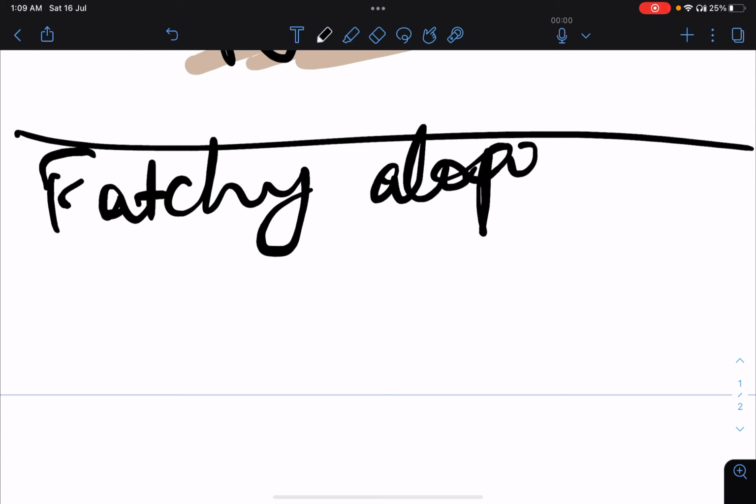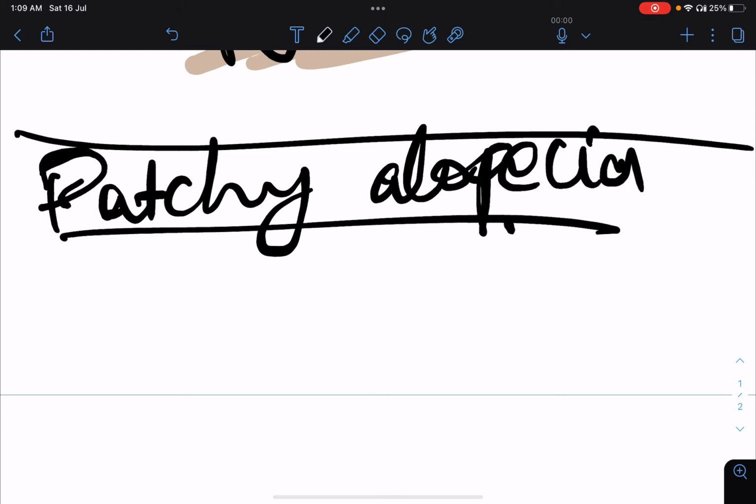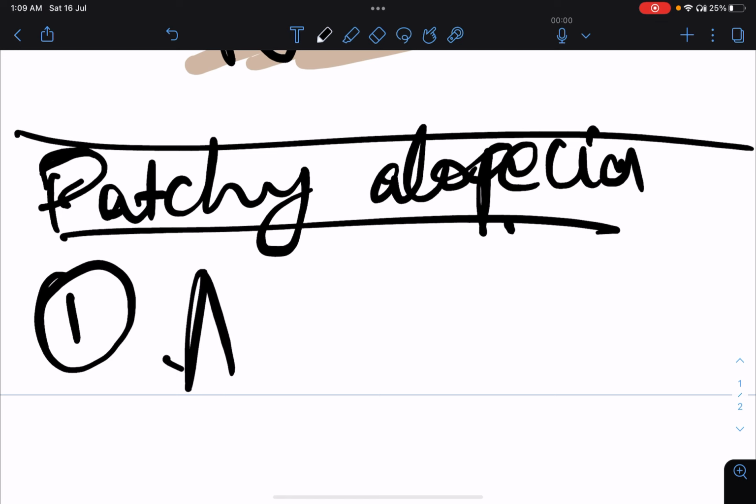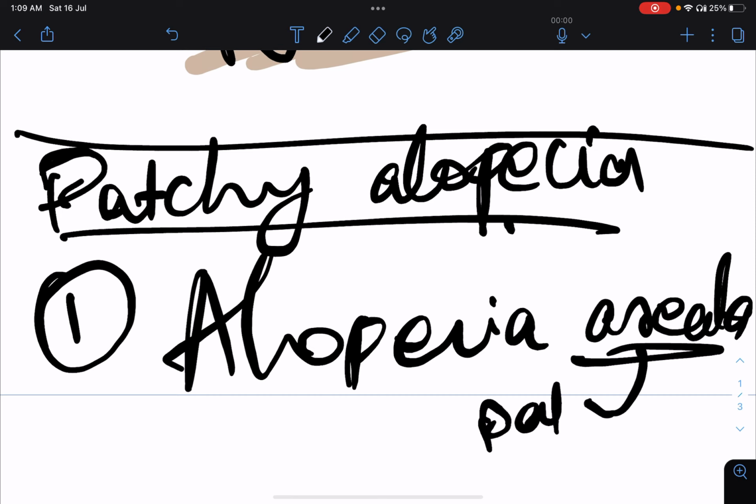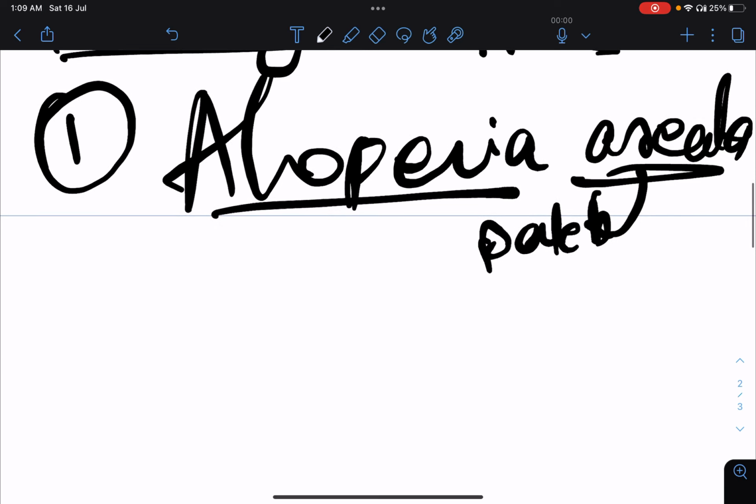So it's the only one very important patchy alopecia that we have, that is alopecia areata. Now, area means patch, and alopecia means hair loss. So again, what it basically means is patchy hair loss. Now, what happens is that there is a circular patch of complete hair loss, probably in the occipital or any other part.